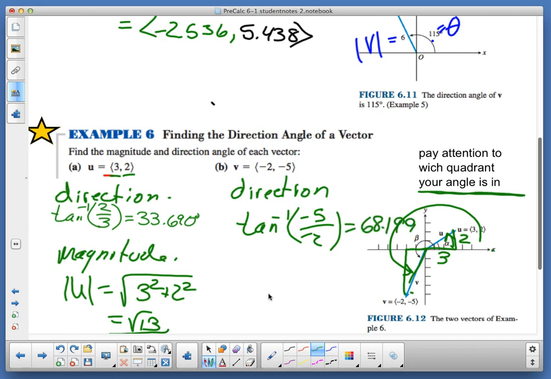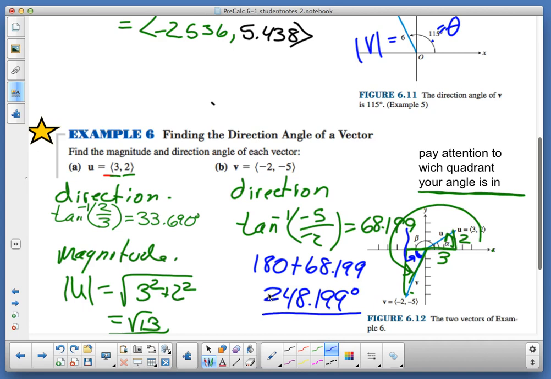So 68.199. But remember, that is just this angle right here. That's what that is. Okay? My angle should push my vector into quadrant 3. So I have to adjust that and go, well, I've got to add 180 to that, plus 68.199. Okay? And I get 248.199. So that's my direction angle right there.